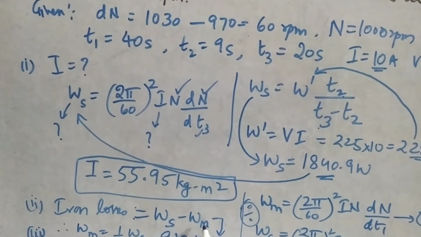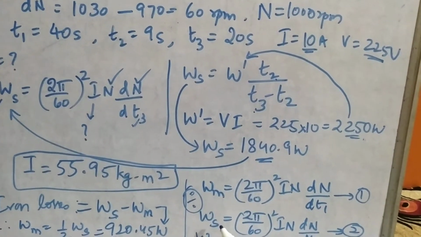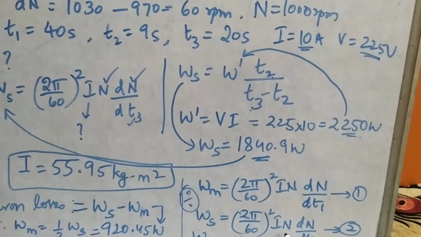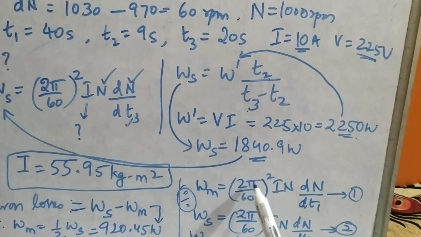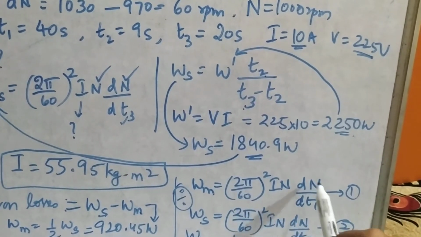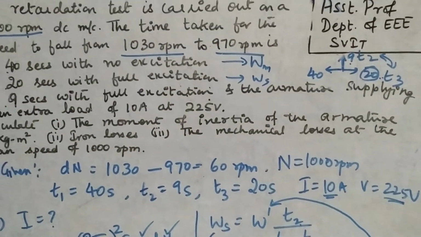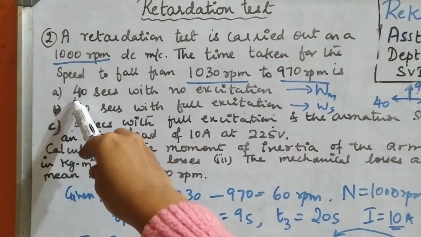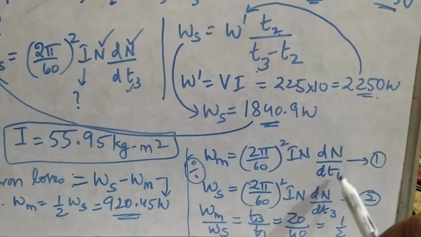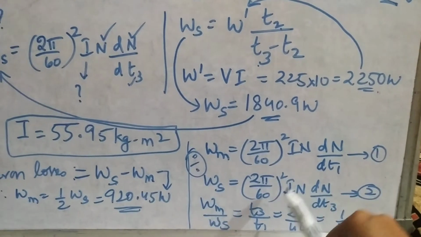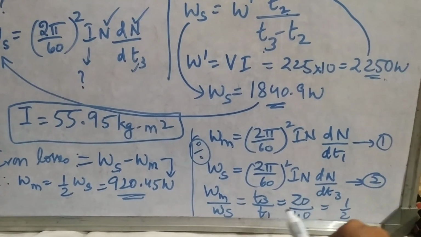To determine that mechanical loss, let us write down the relationship of the stray loss. What we have realized is (2π/60) whole square into J into dN by dt3. Then what about the mechanical loss? That can be given as the same thing, (2π/60) whole square into J into dN divided by, at what time period are we producing the mechanical loss? That is with no excitation, that is t1, correct? So I have to take it as dN by dt1. When you divide these two equations, all terms are similar, only the time period is changing. So Wm divided by Ws will be equal to t3 divided by t1.